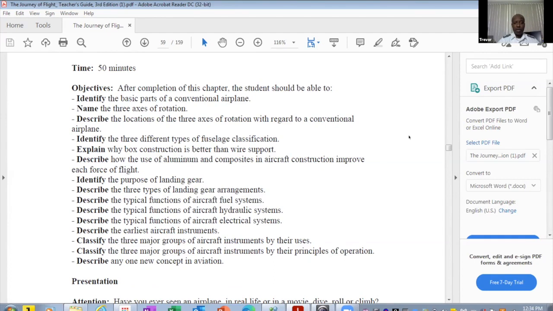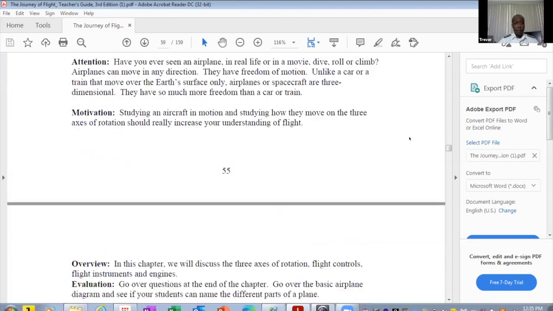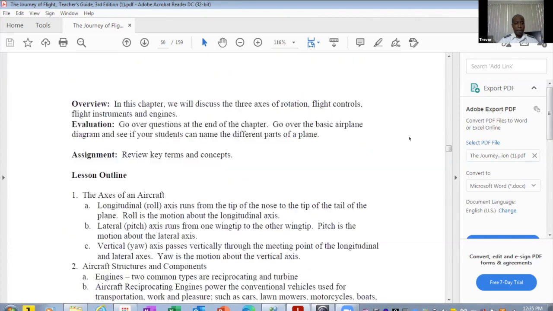identify the purpose of the landing gear, describe three types of landing gear arrangements, describe the typical functions of aircraft fuel systems, describe the typical functions of aircraft hydraulic systems, electrical systems, aircraft instruments, classify the three major groups of aircraft instruments by their uses and the three major groups of aircraft instruments by their principles of operation. And lastly, describe any one new concept in aviation. So let's dive straight into it.